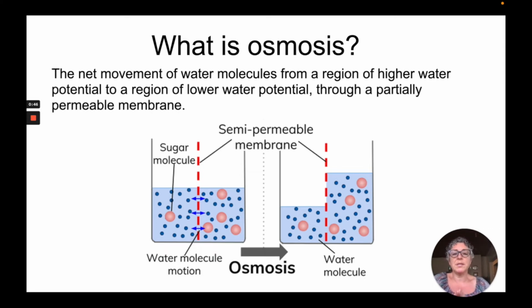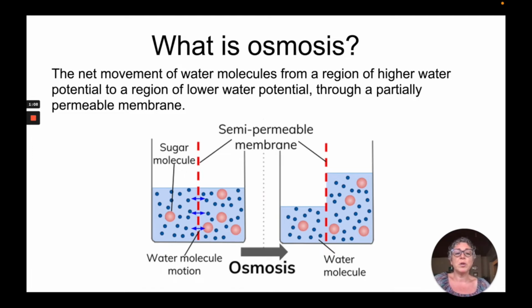So osmosis is defined as the net movement of water molecules from a region of higher water potential to a region of lower water potential through a partially permeable membrane. So we're seeing this region of higher and this region of lower, which is reminiscent of the definition of diffusion, but there are several differences.